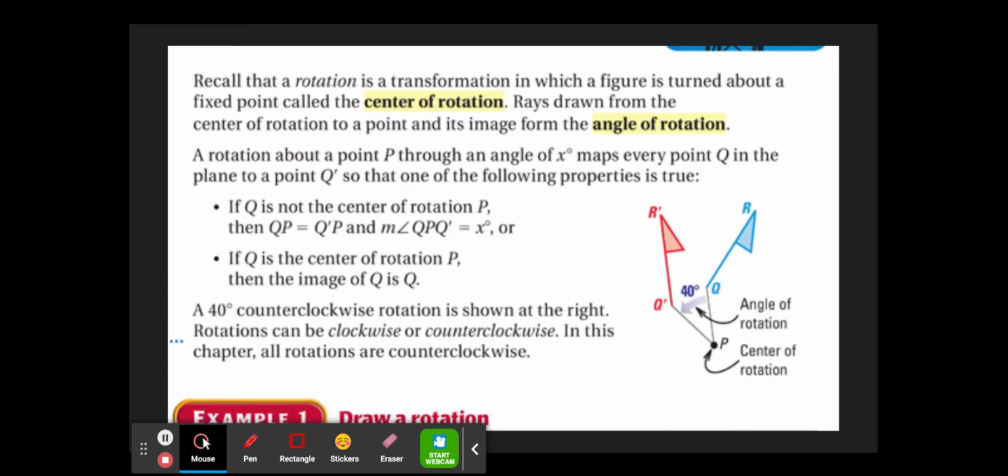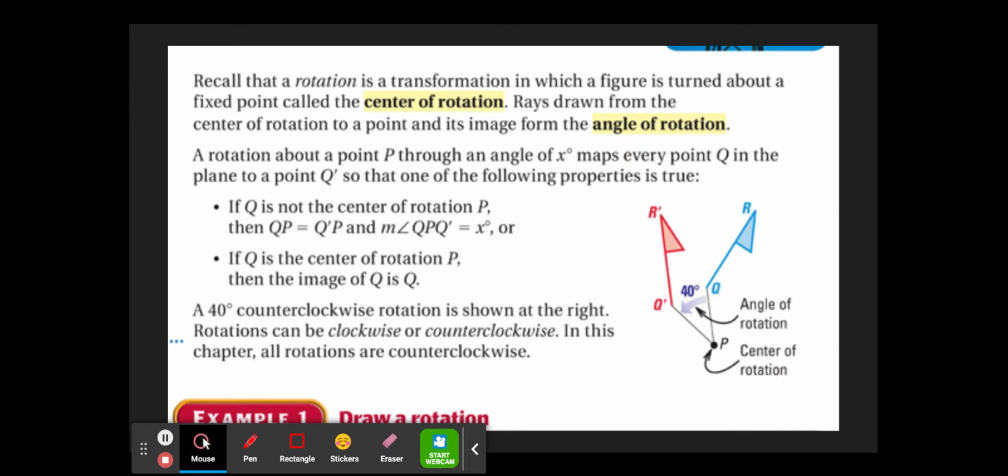So a couple of vocab words that we need to know. Whatever point we're rotating around, we'll call the center of rotation. We are only going to rotate around the origin just to keep things simple, but you can rotate around any point. And then you'll choose, of course, an angle of rotation that you want to rotate at.